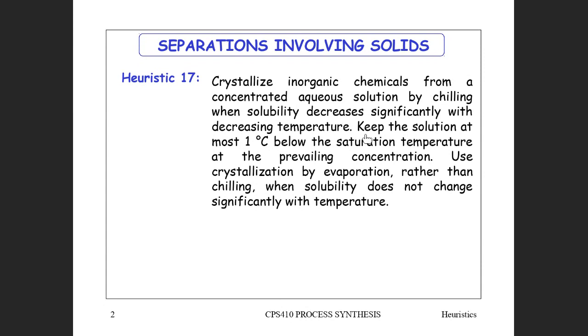as you cool it down, you should cool it down slowly, because if you go below the saturation temperature, you have a driving force for the crystals to form, and you want that driving force to be slow so that you make big crystals. So if you cool it down really quickly, you're going to get a lot of very tiny crystals forming. The solution will go milky white, and you'll have a lot of very, very fine powder crystals, and that will be difficult to separate. So this is why they say keep the solution at most 1 degree C below the saturation temperature at the prevailing concentration.